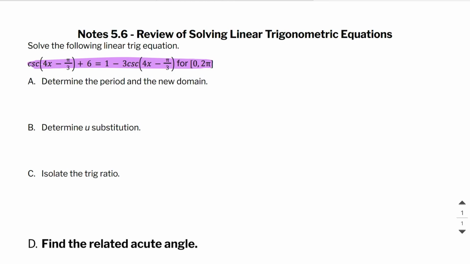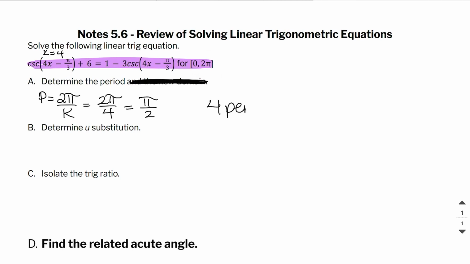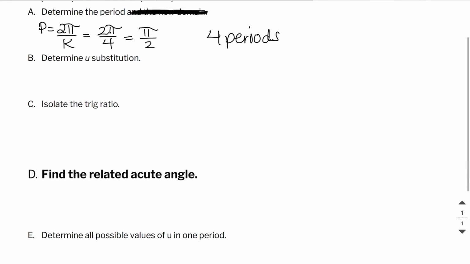Step A says to determine the period of the new domain. We don't have to worry about the new domain, so let's find the new period. The period is always going to be 2 pi over k. If you take a look right here, we can see that the k value is 4. So this is 2 pi over 4, which is pi over 2. Since we are in a domain of 0 to 2 pi, there are going to be 4 periods within our domain because pi over 2 fits into 0 to 2 pi 4 times. So there are 4 periods here.